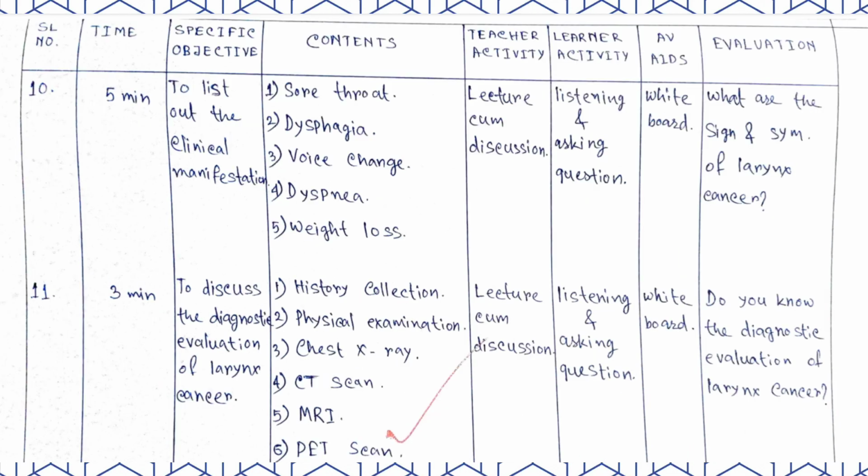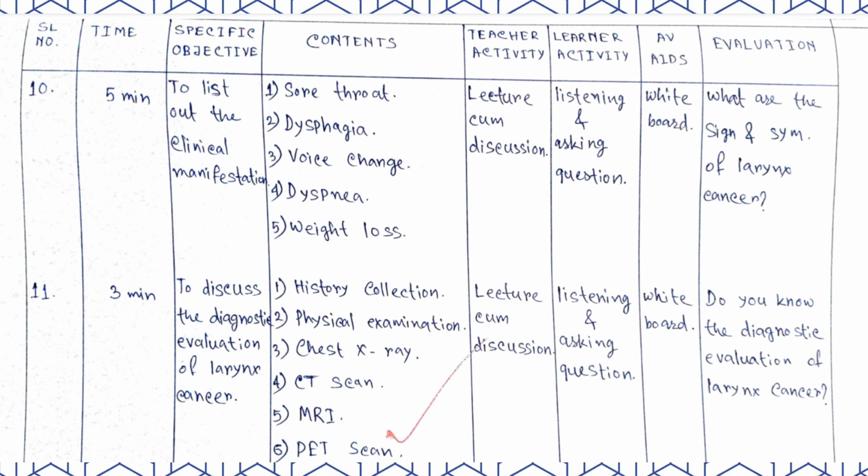Next, point number 10, specific objective: to list out the clinical manifestation. Content: sore throat, dysphagia, voice change, dyspnea, weight loss. Teacher activity, lecture cum discussion, learner activity, listening and asking questions, whiteboard, AV aid. Evaluation: what are the signs and symptoms of larynx cancer?